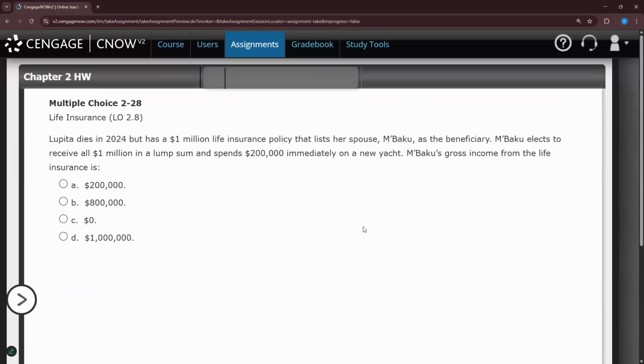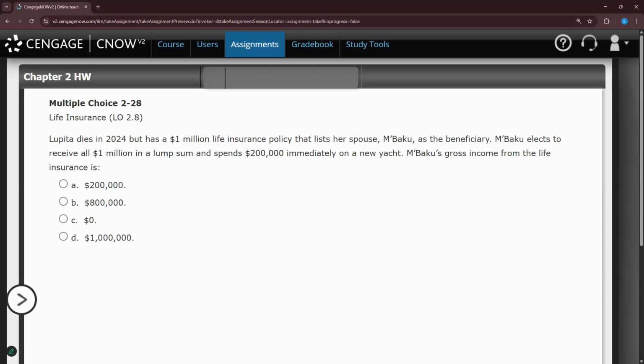That's the reason why. So here it's asking us about life insurance. It states Mbaku's gross income for the life insurance: Lupita dies in 2024 but has a $1 million life insurance policy that lists her spouse Mbaku as the beneficiary. Mbaku elects to receive all $1 million in a lump sum and spends $200,000 immediately on a new yacht.